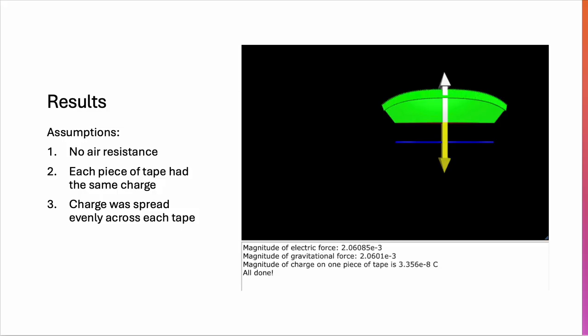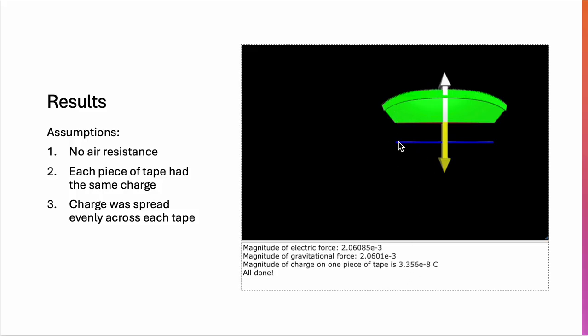So as a result, we found, under the assumptions of no air resistance, that each piece of tape had the same charge, and that charge was spread evenly across each tape. Found that the magnitude of the electric force and the magnitude of the gravitational force, to get them to be about the same, we needed the magnitude of the charge on one piece of tape to be 3.56 e to the negative eighth coulombs. So this was just through trial and error.